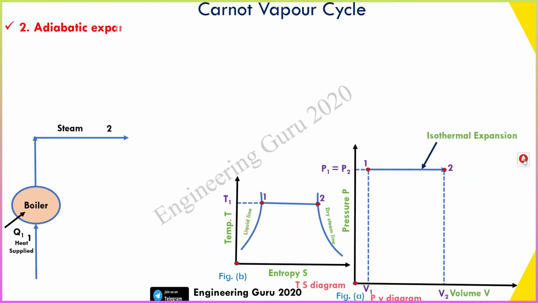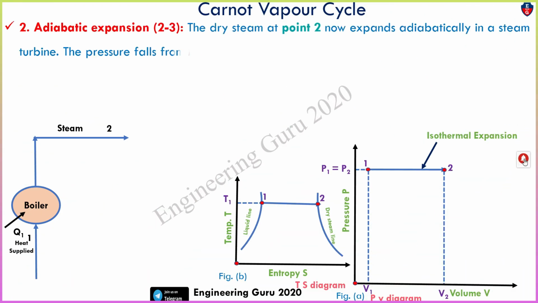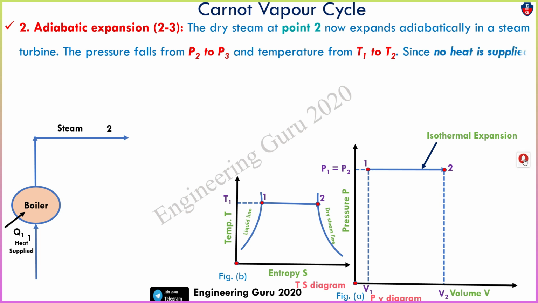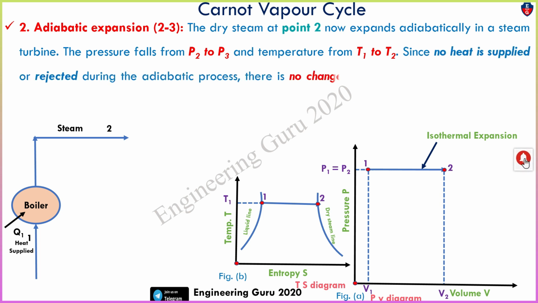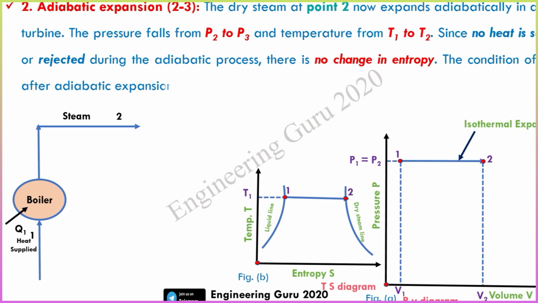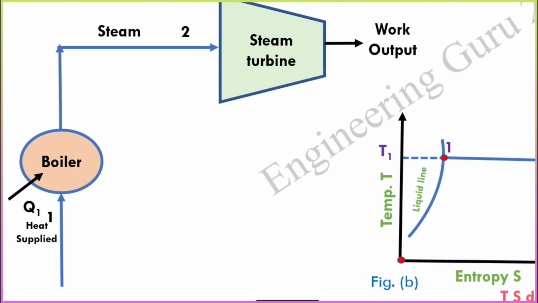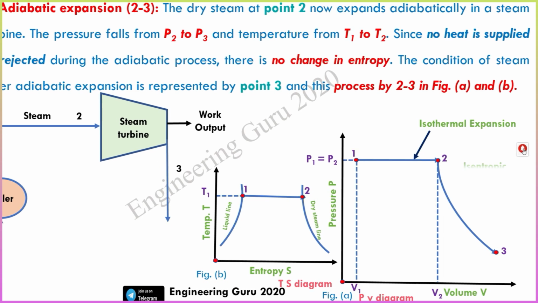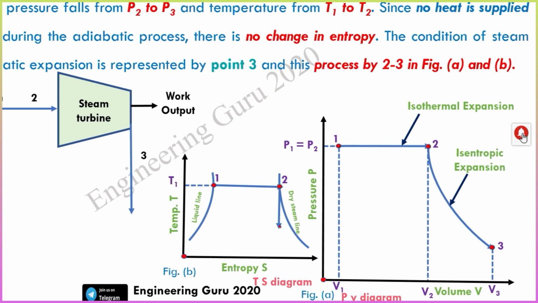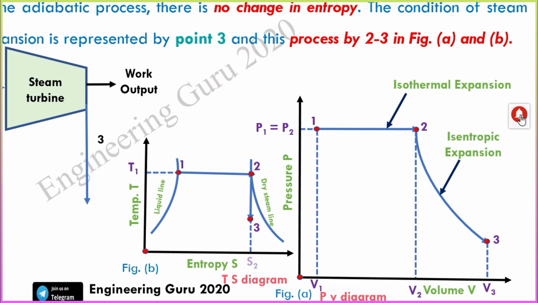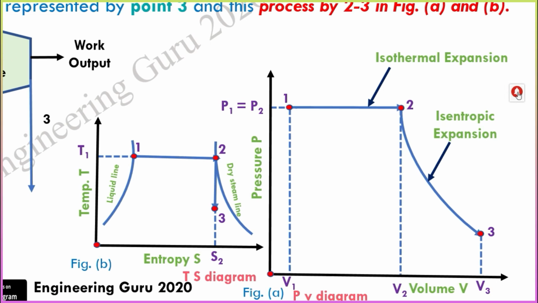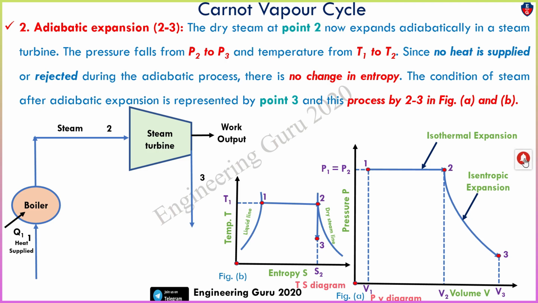Another process is adiabatic expansion, process 2-3. Dry steam at point 2 now expands adiabatically in the steam turbine. The pressure falls from P2 to P3 and the temperature from T1 to T2. Since no heat is supplied or rejected during the adiabatic process, there is no change in entropy. The condition of steam after adiabatic expansion is represented by point 3. The process 2-3 is shown in figures A and B.